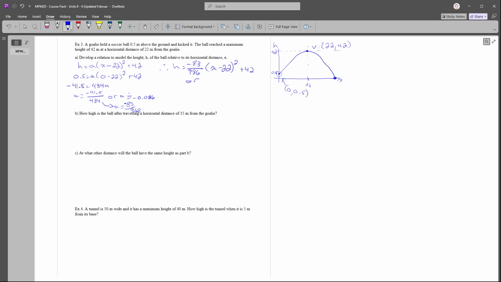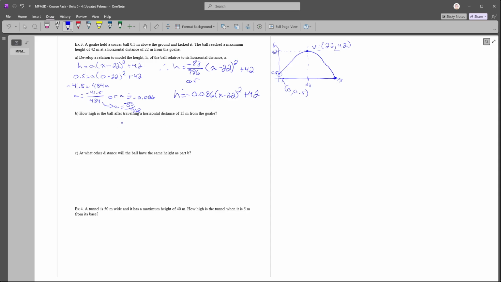Or we could write it as h is equal to approximately negative 0.086 times (x minus 22) squared plus 42. Okay, so those are acceptable. It all depends on the scenario, the problem that you're trying to solve at any given moment. So let's go on to part B.